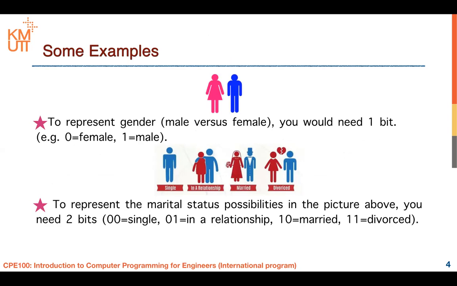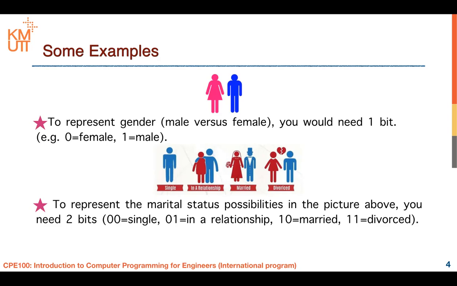Suppose we think about gender. We can have male or female, so we can use only one bit: zero for female, one for male. But if we have to represent marital status possibilities, for example single, in a relationship, married, divorced, how can you represent it in just one bit? It's impossible. So you need two bits. In this example, we can use 00 for single, 01 for in a relationship, 10 for married, and 11 for divorced.